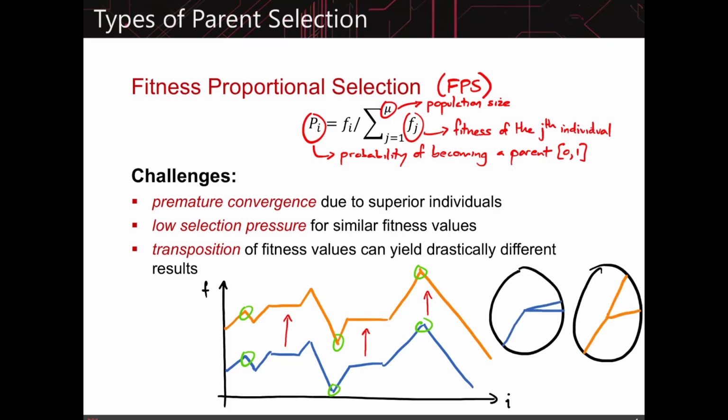As an example, this individual down at the bottom here is identified by the probability of this slice of the pie. And you can see in the case of the blue, it is significantly lower than the probability for that same individual in the orange. So transposing the fitness made a big impact on the overall probability of being selected as parents.